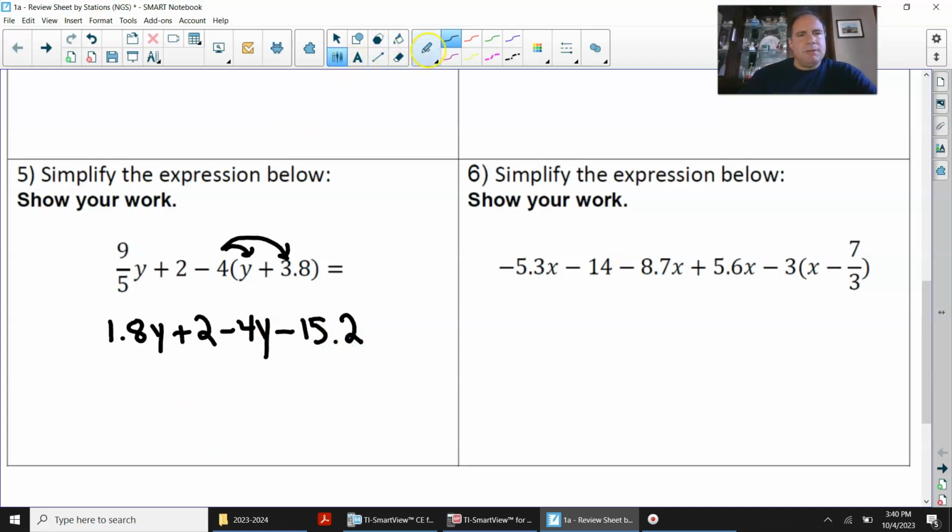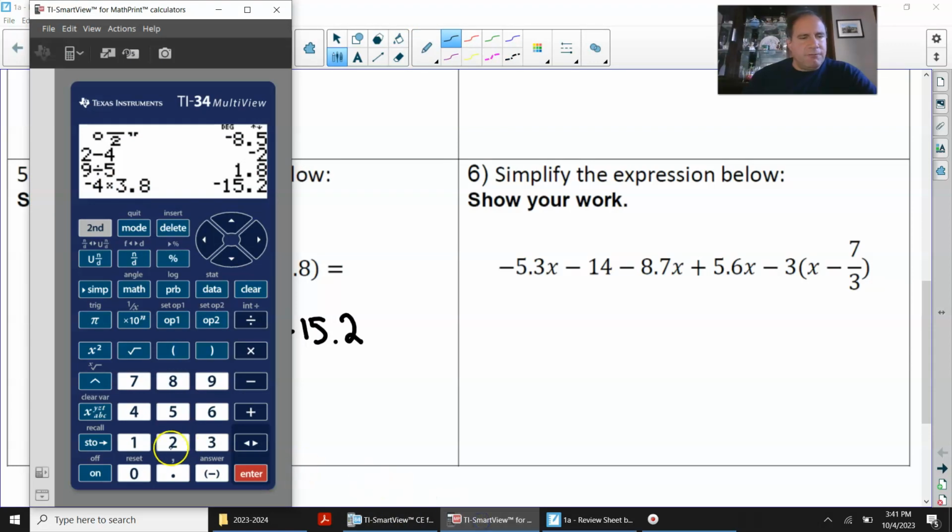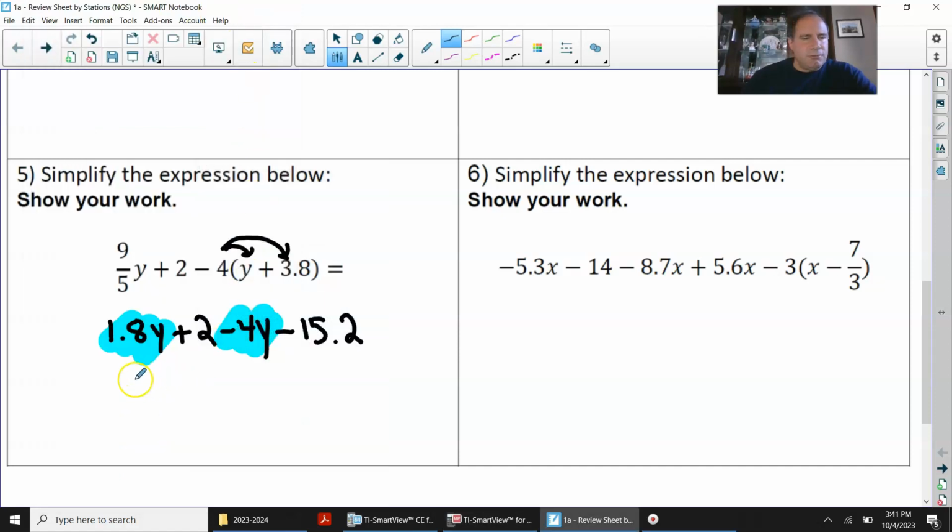All right, so now looking at this and saying, okay, I have to combine like terms. Like terms are right here with the same variable and exponent in this case. So we have 1.8 minus 4. So I'm just going to put 1.8 minus 4 just to make sure that that equals negative 2.2. So that's negative 2.2y.